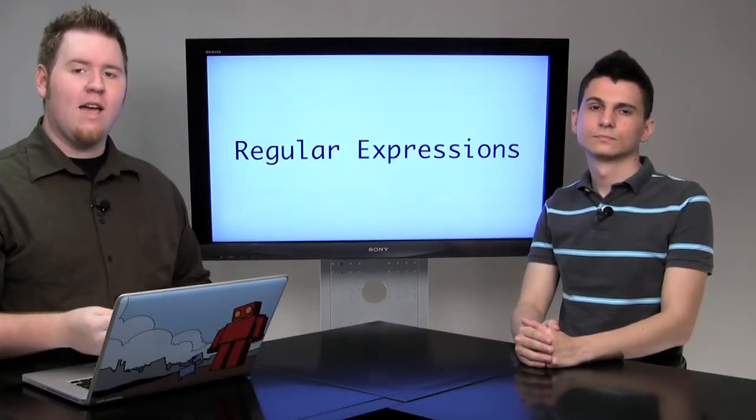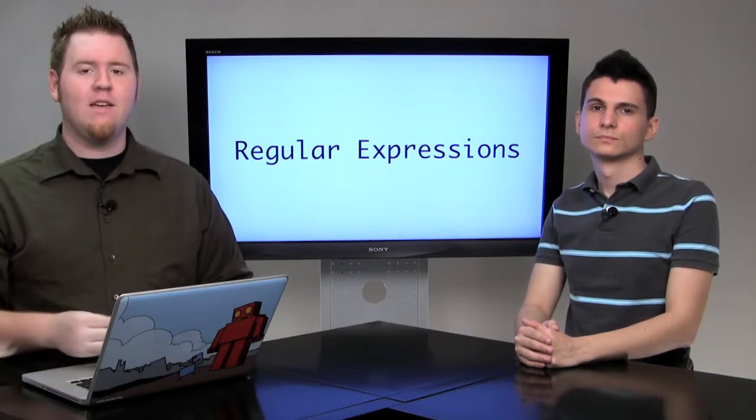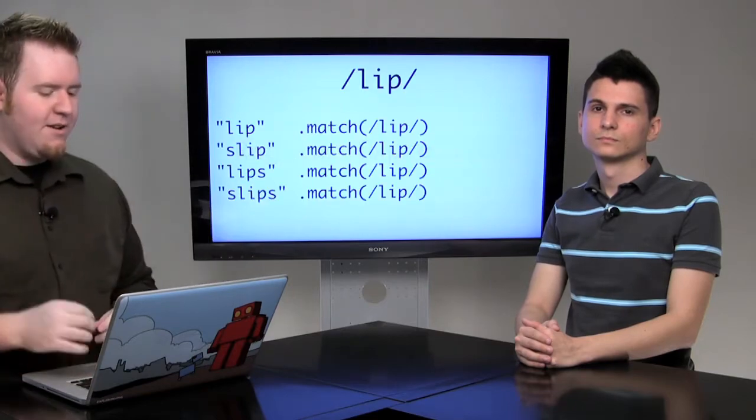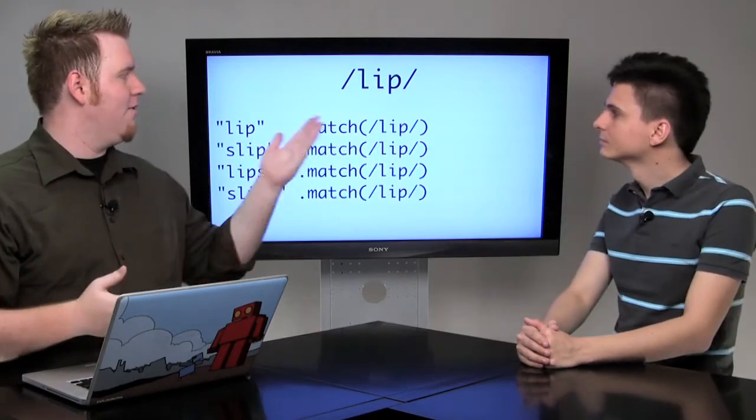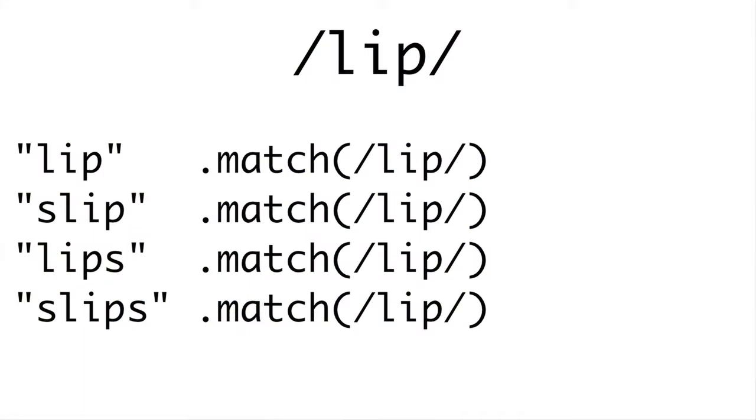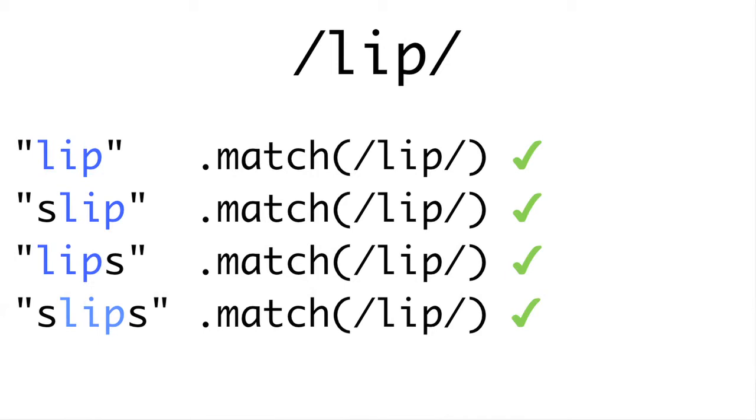In episodes 31 and 32, we showed you how to use regular expressions to match strings in JavaScript. Now we're going to take a look at a few of the special characters that you can use to make your descriptions of your regular expressions a little more accurate. So let's take this very simple example here where we have the regular expression lip. You can see it's contained inside of the slashes to make it a regular expression. Now this particular expression will match all of these different strings, for instance lip, slip, lips, and slips, because anywhere that there is a lip in the string, this regular expression will match. Lip doesn't have to be the entire string, it just has to be contained within the string.